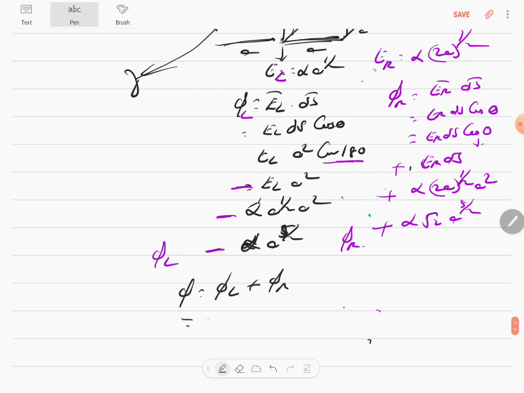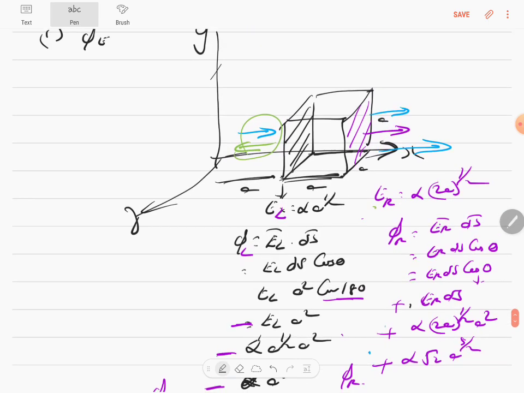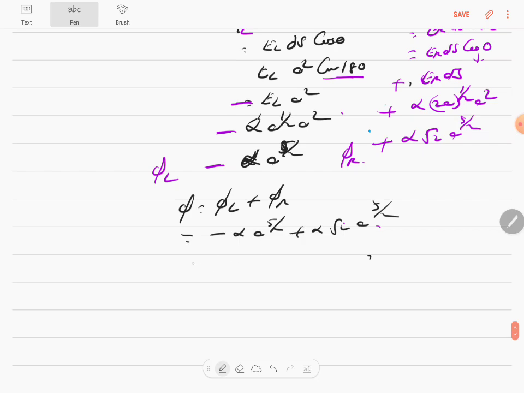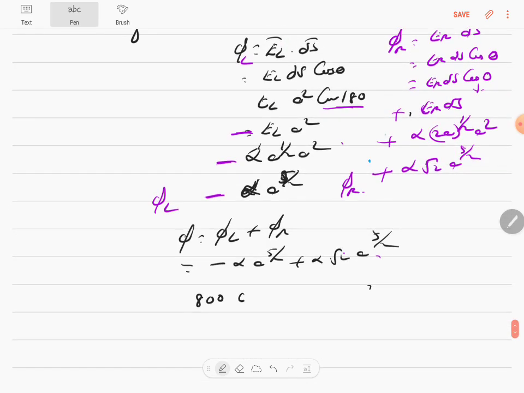right, which will be minus alpha A to the power 5 by 2 plus alpha root 2 A to the power 5 by 2. So then in this, what is common? You know what is alpha? Alpha stands for 800. It's been given that alpha is 800. So you take 800 out, and you also can write A to the power 5 by 2, which is 0.1 is A. So 0.1, the whole to the power 5 by 2 is common.